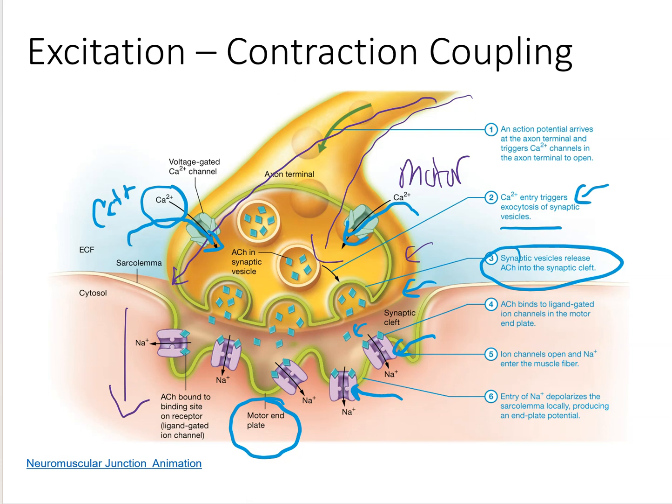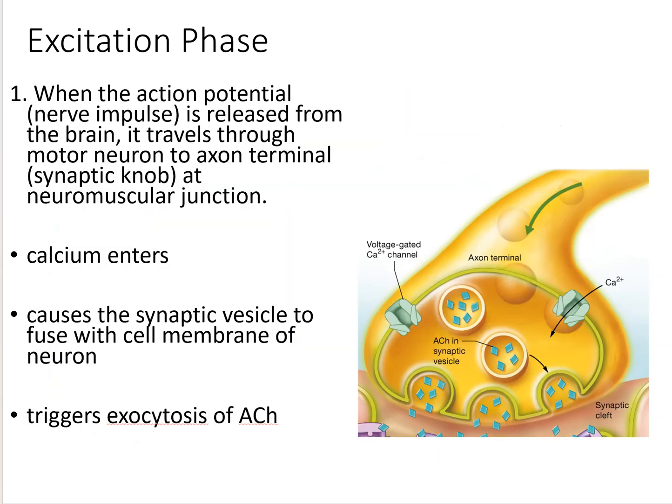Now, acetylcholine diffuses and binds to its receptors. When it binds, it triggers the opening of sodium voltage-gated channels, and what you saw previously will happen here. When you open the voltage-gated channels, sodium rushes into the cell membrane, flips the charge, and depolarizes it. So to go through this again with your notes: the action potential comes from your brain, goes through the motor neuron to the axon terminal and then the neuromuscular junction. Calcium enters, and that causes the vesicle to fuse and triggers acetylcholine to be released.